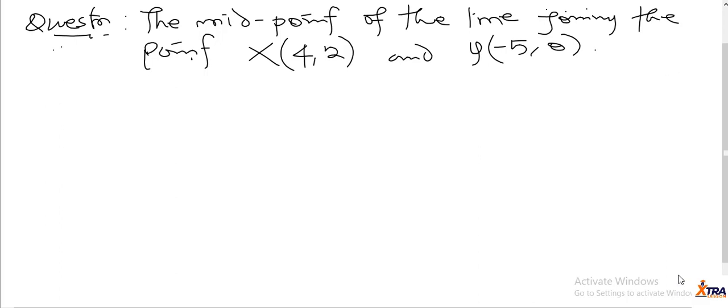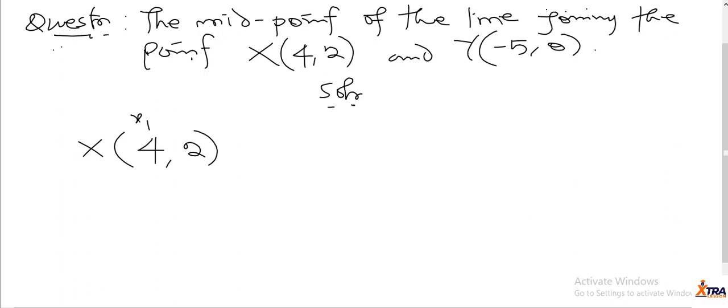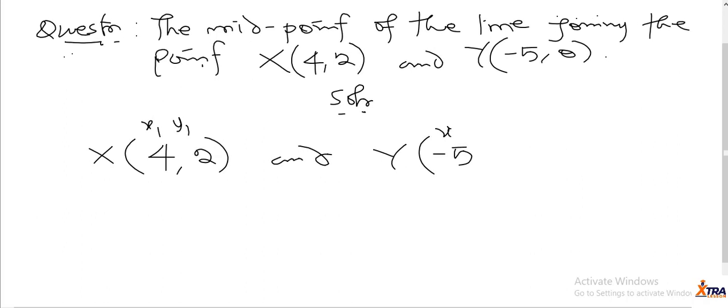So in this class now, we are also solving another question on midpoints. So let's see how to solve the given questions on the board. Now they said the midpoint of the line joining the point X, with coordinates 4, 2, and Y, with coordinates -5, 0. So we have our 2 points, x1, y1 as 4, 2, and x2, y2 as -5, 0.